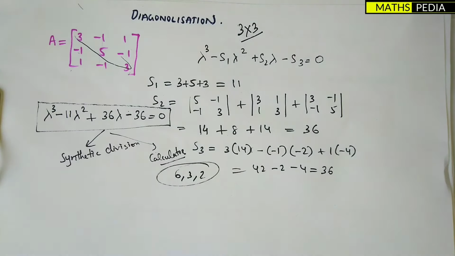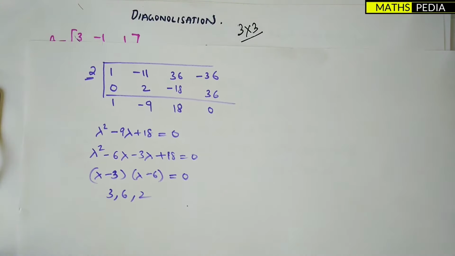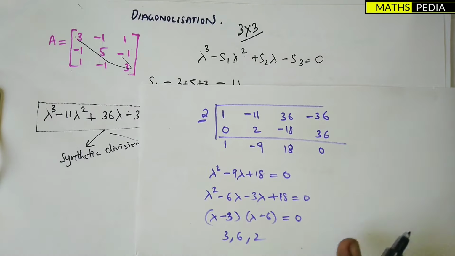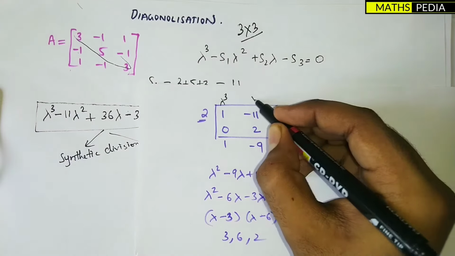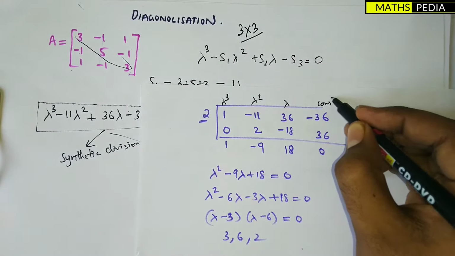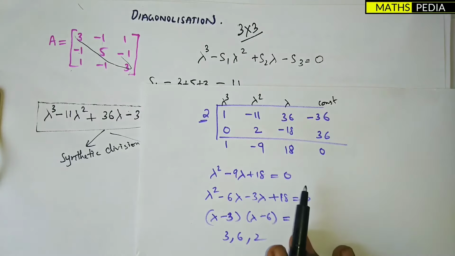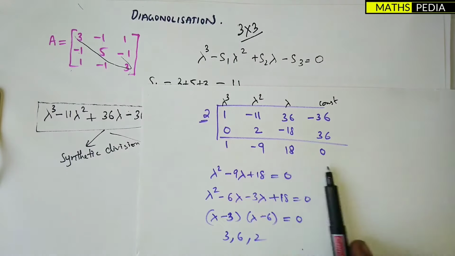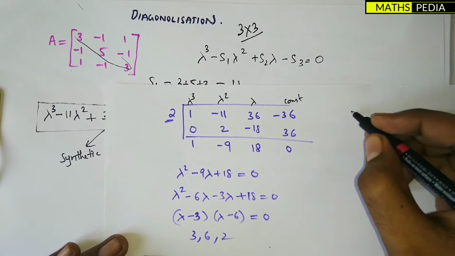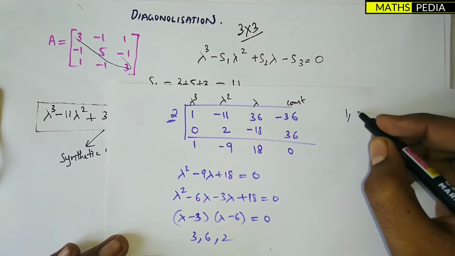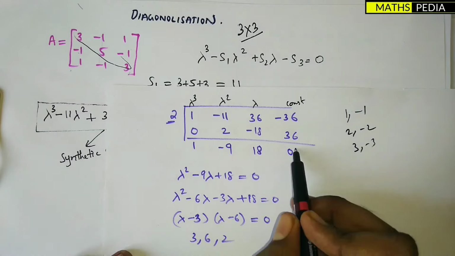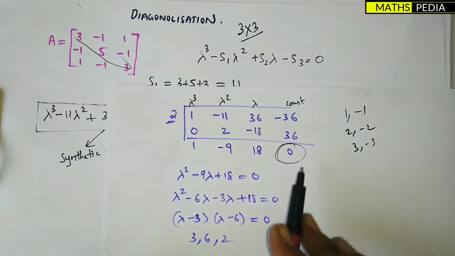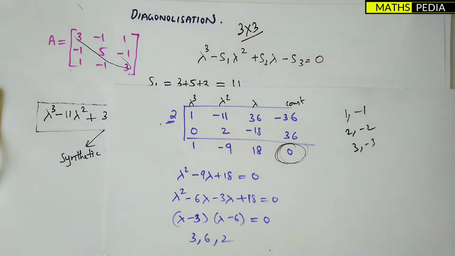Now you can also do it by synthetic division without the calculator. I'll show you. So what is synthetic division? What you have to do is take the coefficients of lambda cube, lambda square, lambda and the constant. So you have to choose the coefficients of all of these. Then you have to check one by one. You have to put 1, minus 1, 2, minus 2, 3, minus 3, like that, and check whether the remainder you are getting is 0 or not. If you are getting the remainder 0, then that will be one of the eigenvalues.